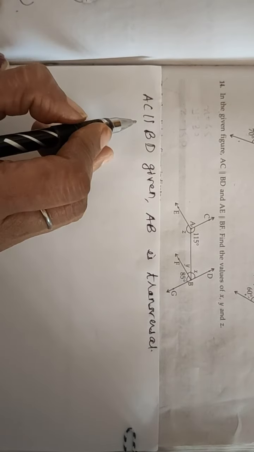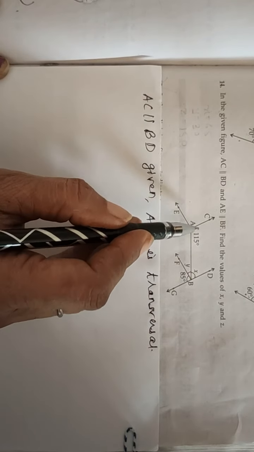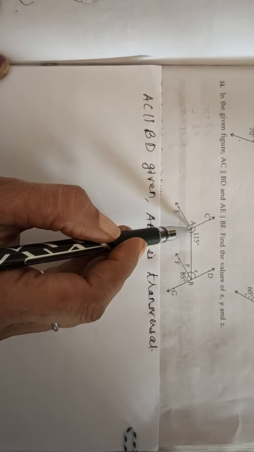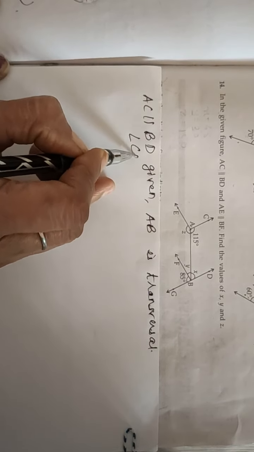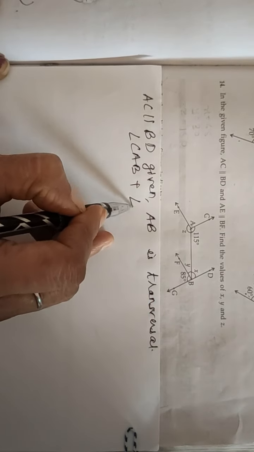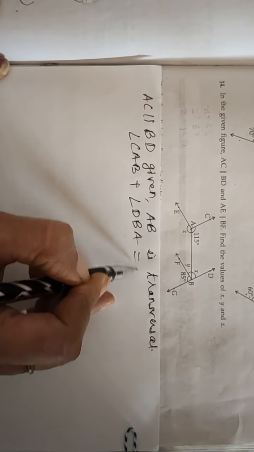Okay, so we can write the name also. If you want to write, let's write the name of this angle: CAB. Angle CAB plus angle DBA is equal to 180 degree, and these are which angles? Yes, they are interior angles.